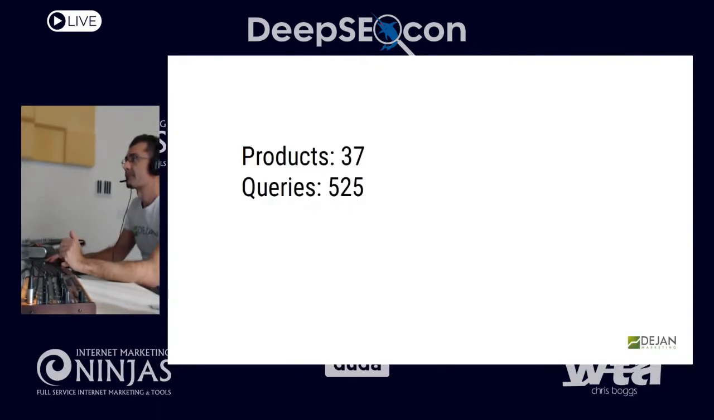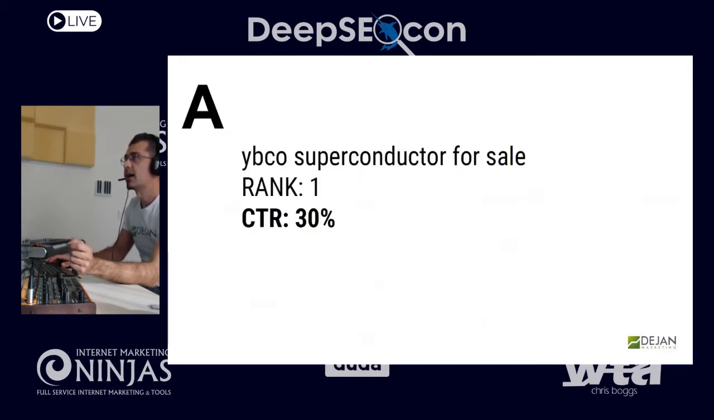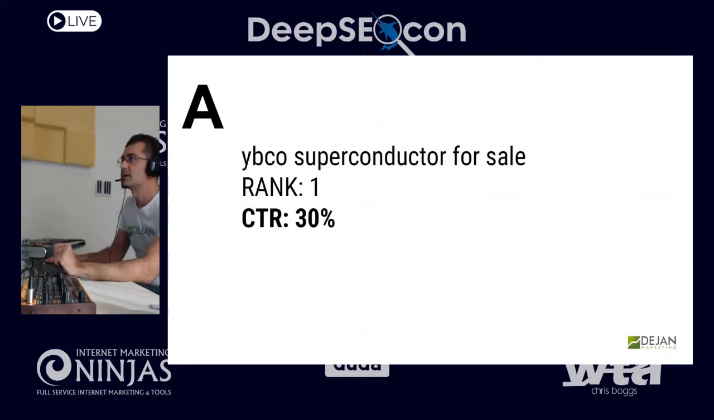What do we do with this? In the shopping cart, we've got 37 products and 525 queries. We've got a whole bunch of queries that we would like to optimize our CTR for. And one of the key things we've got to do here is consider their click-through rate. So here's one. YBCO superconductor for sale. It ranks number one. Its click-through rate, let's assume, is 30%.